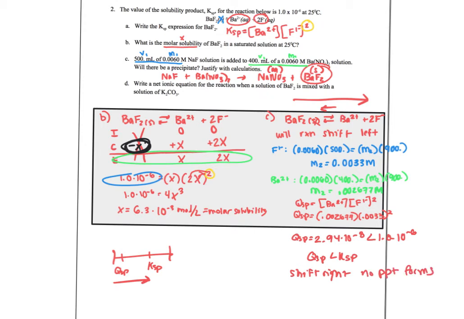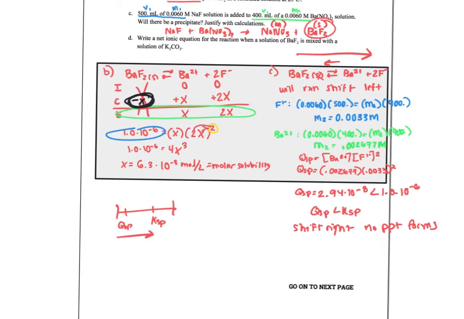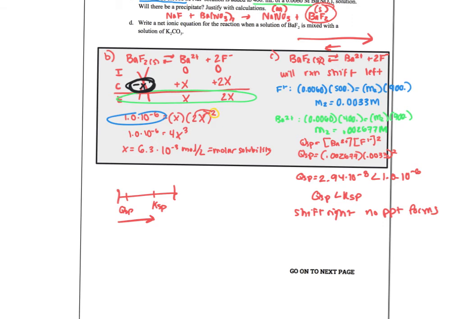All right, lastly, write the net ionic equation. So we're doing letter D. So this is just working on net ionics. When a solution, that means aqueous, of BaF2 is mixed with a solution, that means aqueous, of K2CO3. So we predict our products.